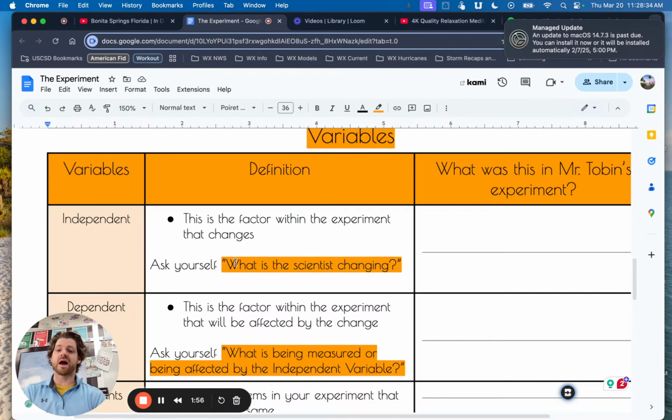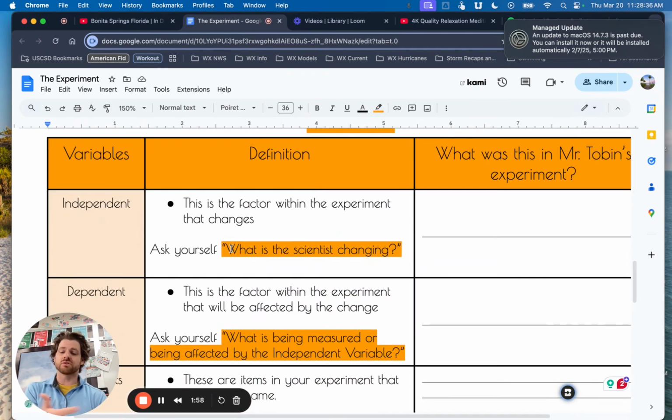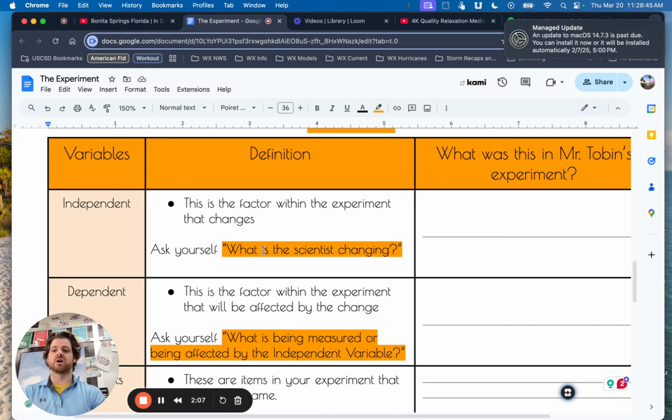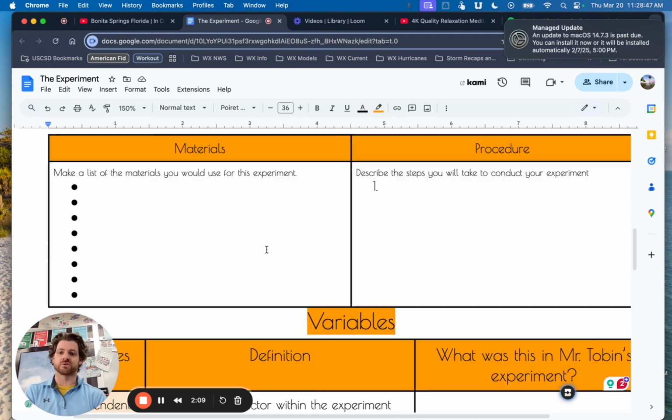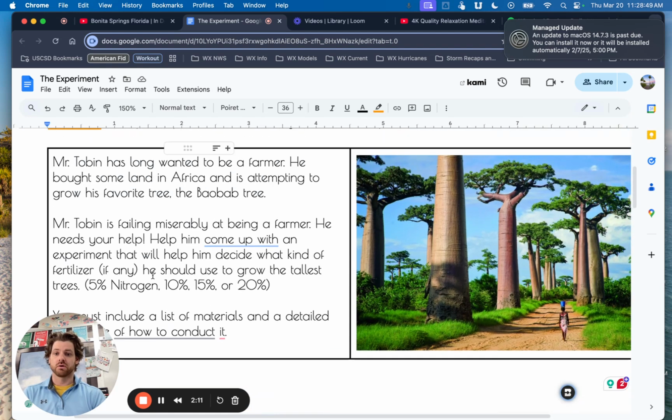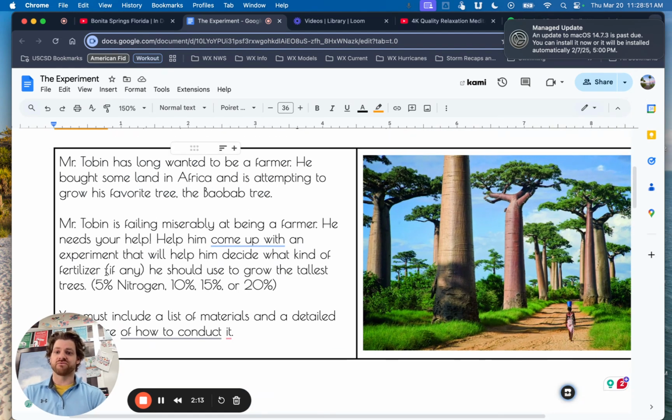We skipped down and went straight for the variables. So you ask yourself, Mr. Tobin is the scientist. What is it that he's changing? Well, if you remember from up in that experiment, he is changing the percentage of nitrogen in his fertilizer. That was pointed out here. What kind of fertilizer should he use? He has a 5% nitrogen, a 10% nitrogen, 15, or 20. Mr. Tobin is going to set up an experiment where he uses different types of fertilizer to test which one is best for his trees.